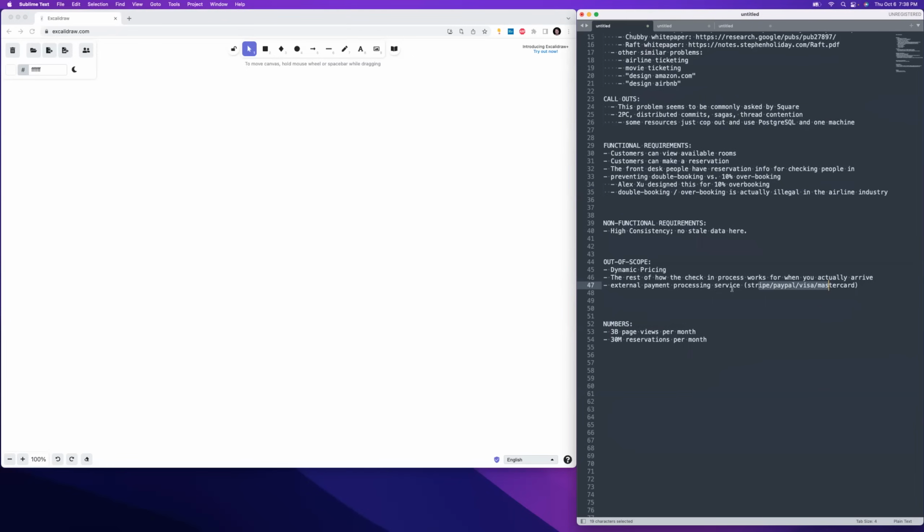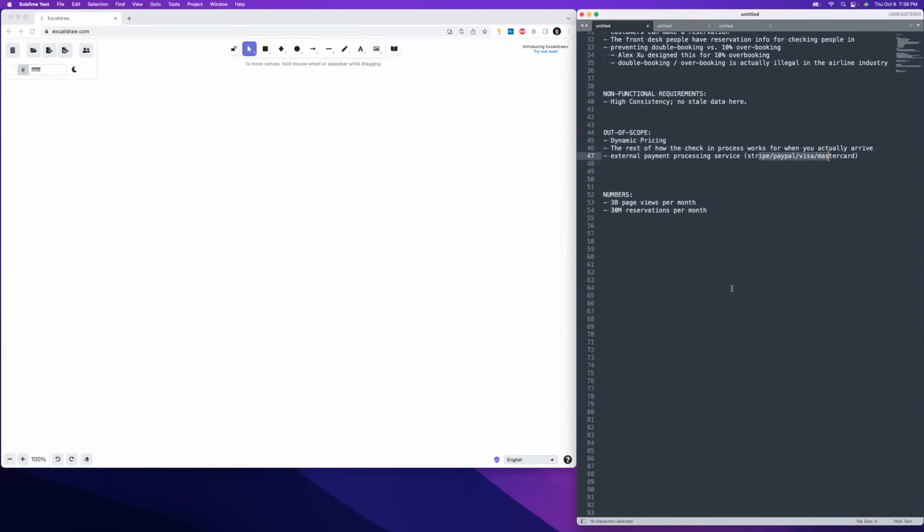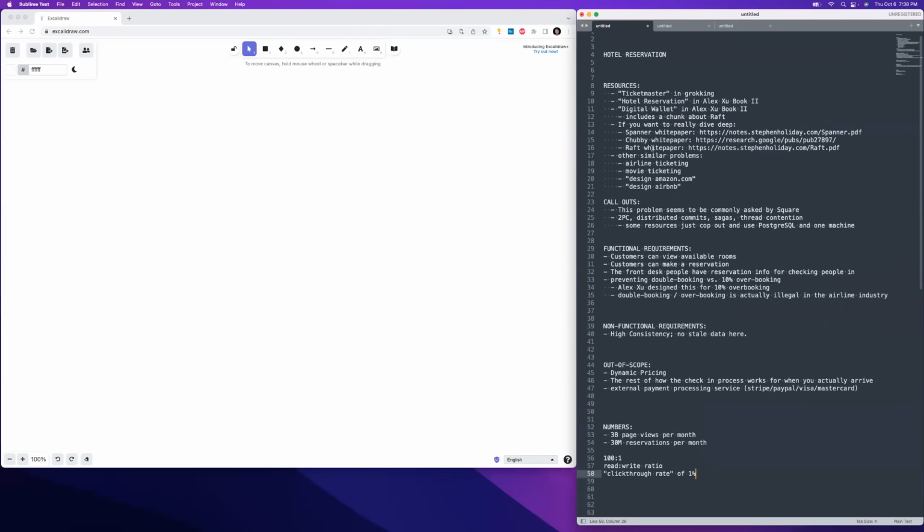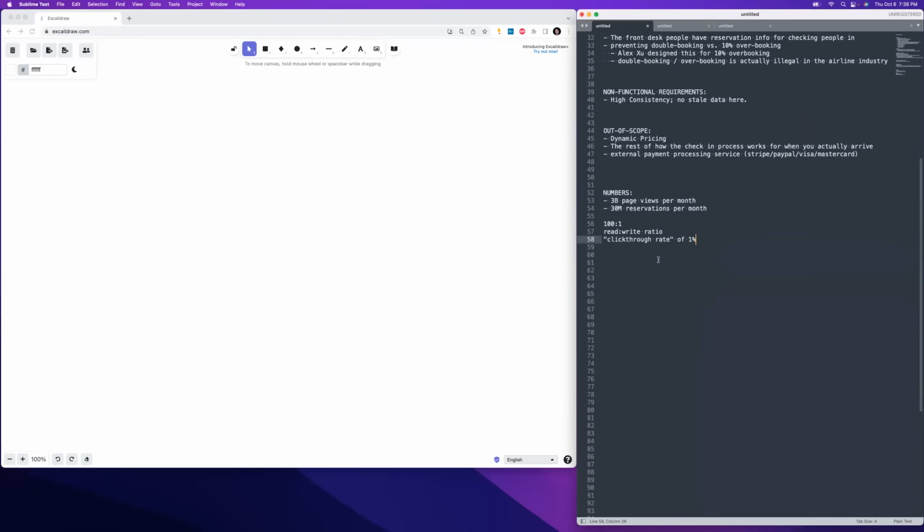So some numbers, back of envelope calculations. We're going to say that we get 3 billion page views per month, and that we have 30 million reservations per month. That's a 100 to 1 read to write ratio. Call that a click-through rate, 1%. So for every 100 views, you get one person that actually clicks the buy button and actually places an order. This is roughly what the other resources out there were using for their click-through rate.